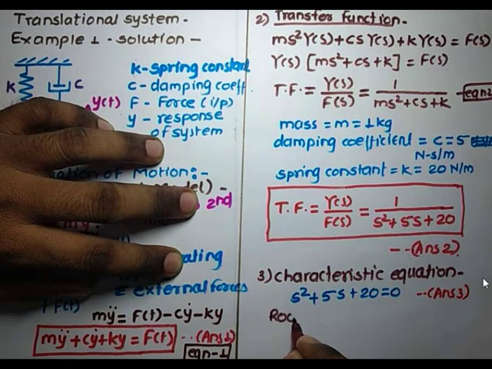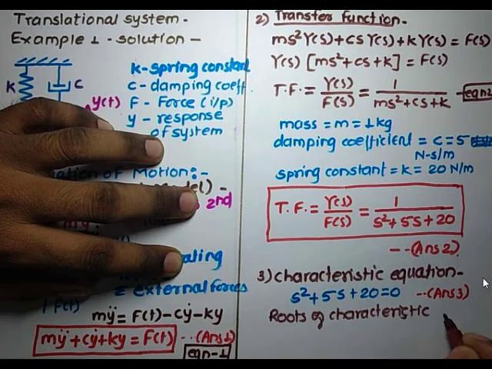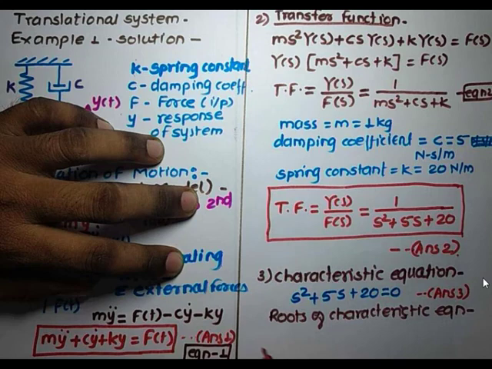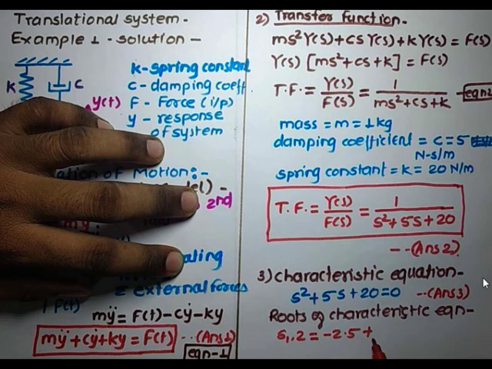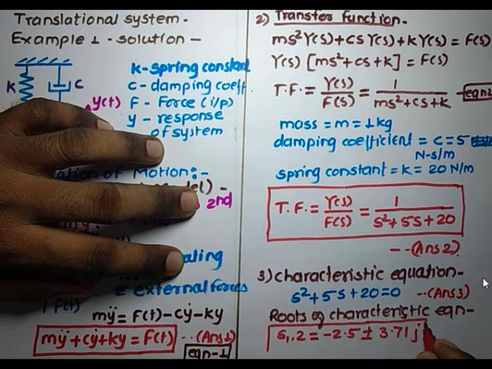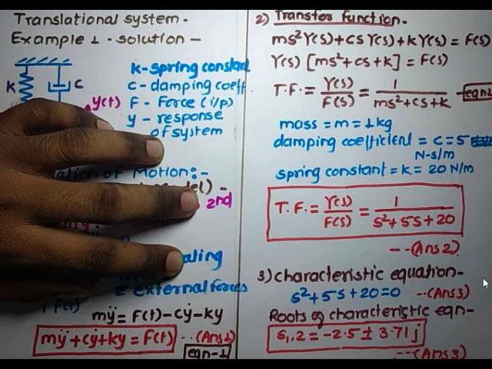Now let us find the roots of the characteristic equation, and these roots are s1,2 is equal to minus 2.5 plus or minus 3.71 into j. So that means these are the poles of the system. So this is answer 4. So we can say that these are nothing but poles of the system.